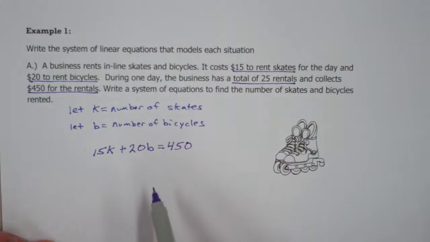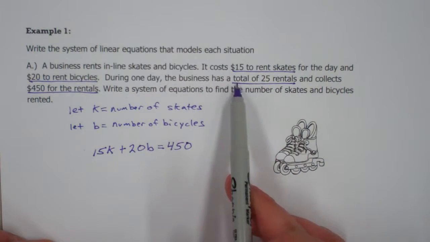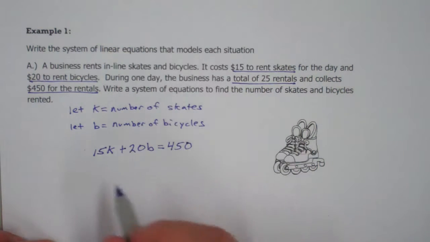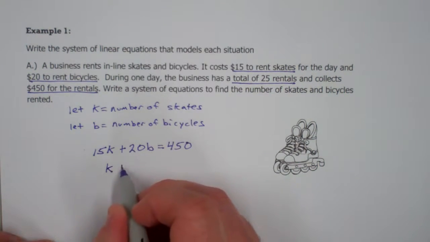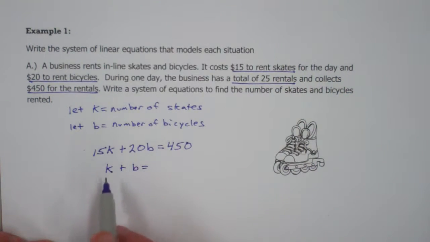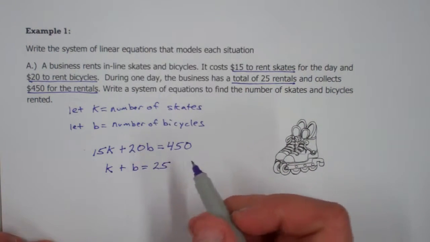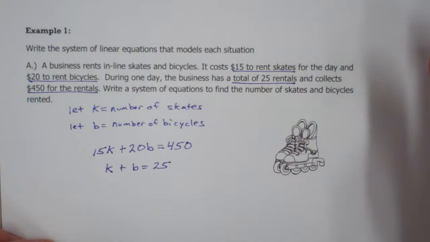The next one we're going to write is not based on money, it's going to be based on quantity. So this is a key piece of information. There were a total of 25 rentals. So we could say that k plus b, the number of skates and the number of bicycles rented, has to be equal to 25. In the future, you'll learn how to solve this, and perhaps you do right now, and if you want to, you can.